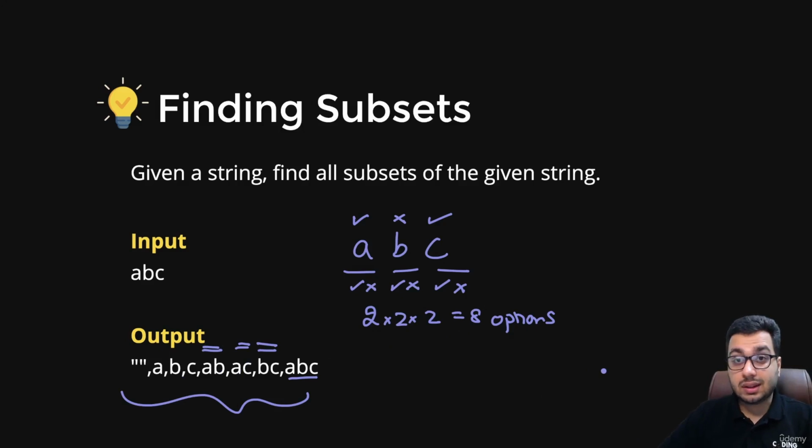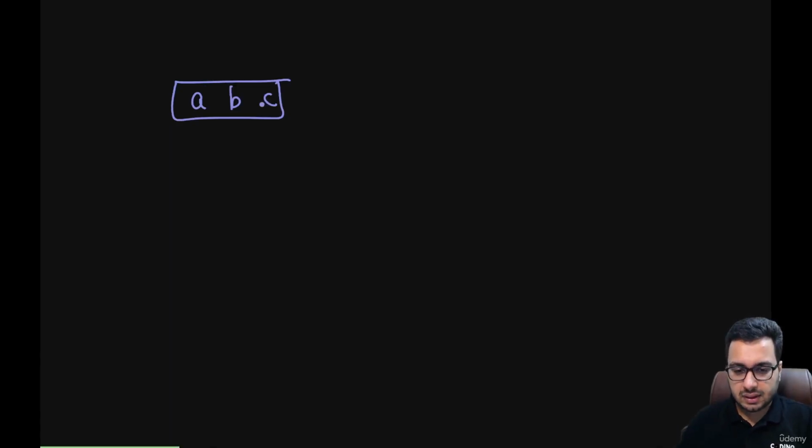Now we need an algorithm that computes this and prints all the subsets. So let's see how we can do it. First of all, we have an input array. The idea here is, if you try to break this problem recursively, in order to find subsets of ABC, I can make finding subsets of the remaining string a sub problem.